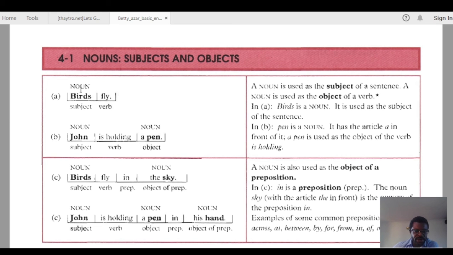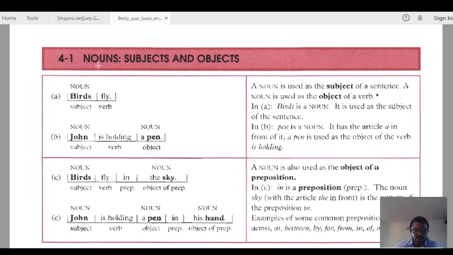So here you've got noun, birds fly. What is it that flies? The birds. Birds fly. Subject, and this is the verb, to fly. Okay? So if I don't want to say birds, I will say what? They fly.